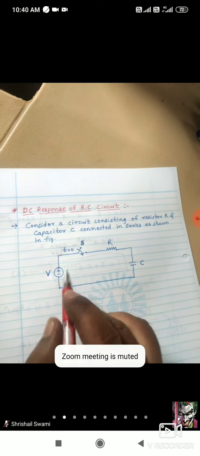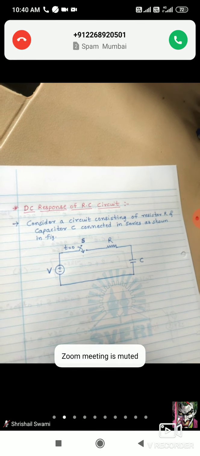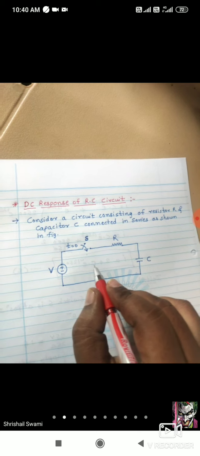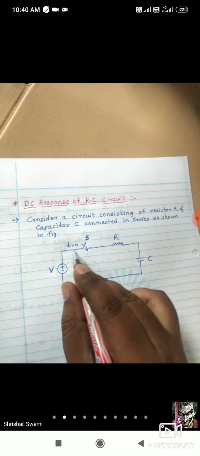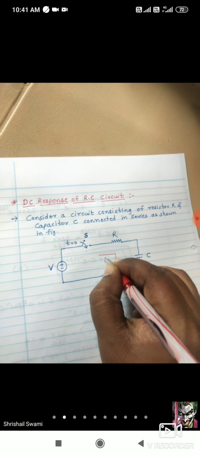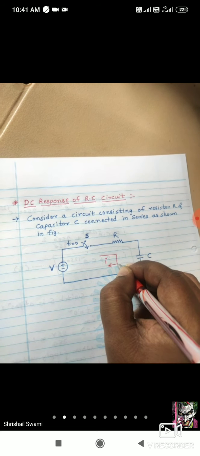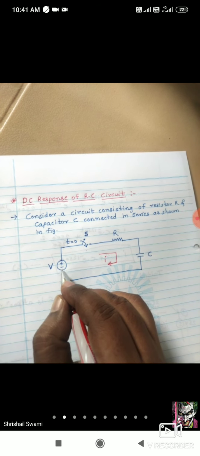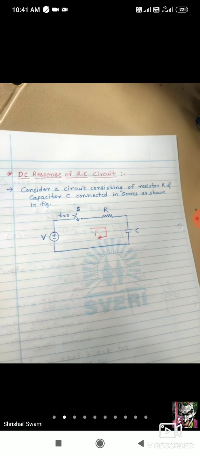Before closing the switch, it is an open circuit, and when it closes at time t equal to 0, the current will start to circulate in this fashion. Why is the current direction like this? Because of the plus-minus polarity of the voltage source.